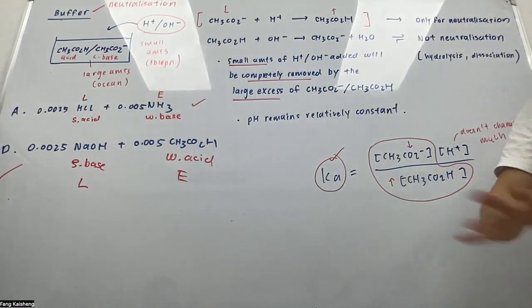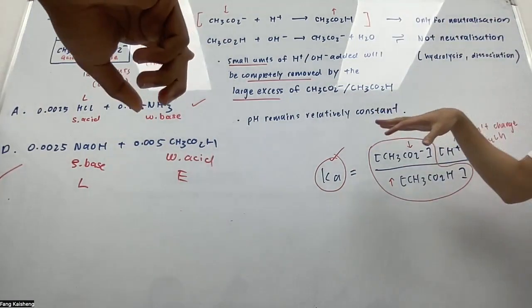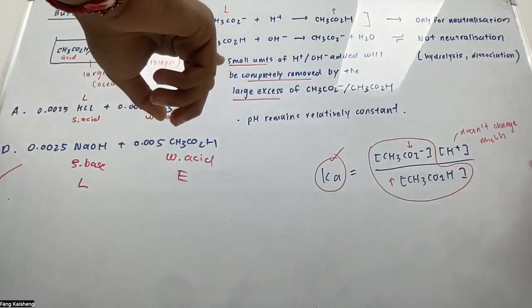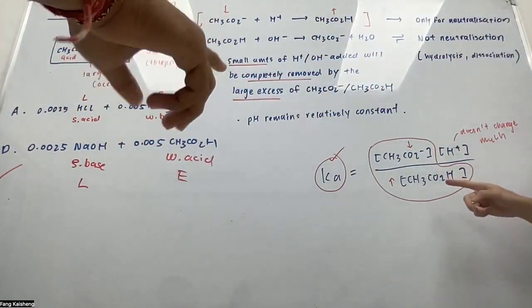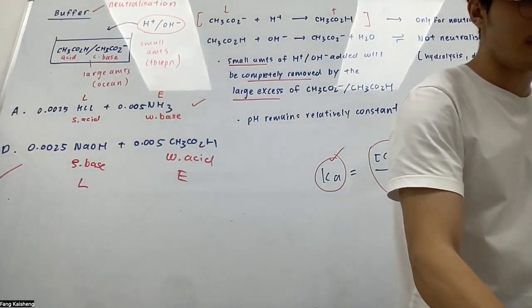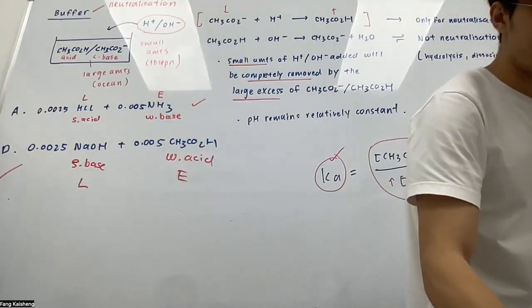Conjugate. Yeah, I'll come back to that. But you just get this idea first. Guys, it has to be a conjugate acid-base pair. That's one of the first three. Okay, guys, come on. Let's quickly move on here.